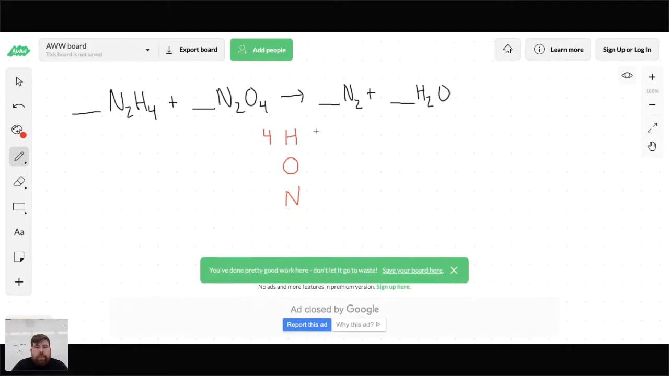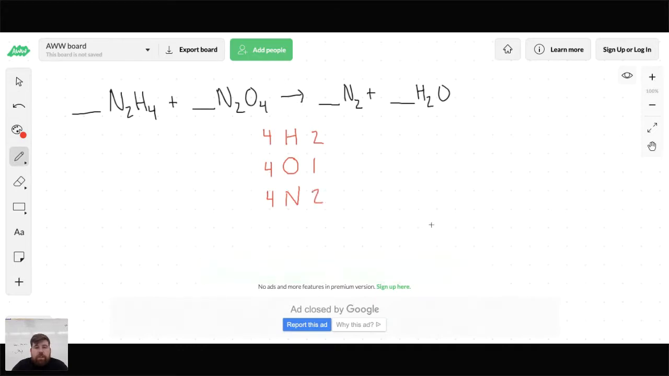And on the right-hand side, there are 2 hydrogens in water. I have 4 oxygens on the left and 1 oxygen in water. And then I have 4 nitrogens on the left and 2 nitrogens on the right. So it seems to me that this is not balanced because I don't have the same number or type of element on both the left and right-hand side.